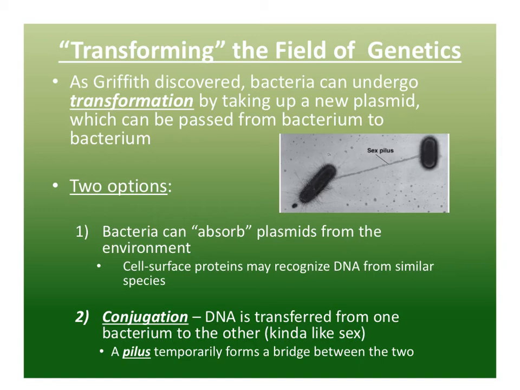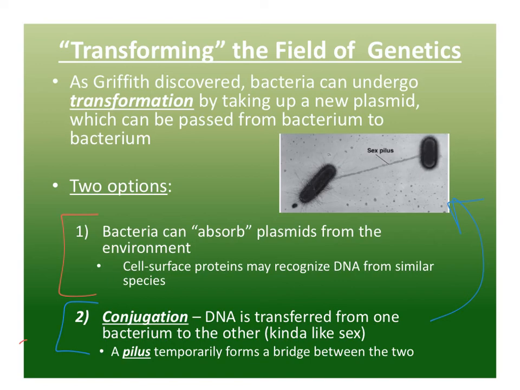Now, there's two ways that bacteria can do this. The first one is what we're pretty sure Griffith observed, which is that living bacteria can absorb plasmids from the environment. So when he put those dead S cells in that mix, they probably kind of broke open, all their parts were loose there in the solution, and their plasmids were floating around. And those living R cells would have surface receptors, right, that would recognize DNA from a species much like themselves and absorb those plasmids.